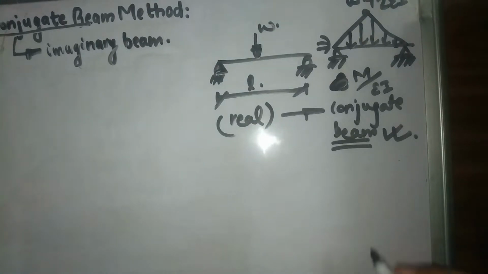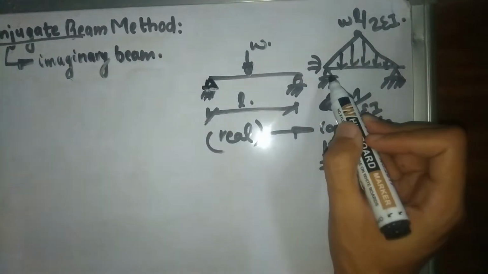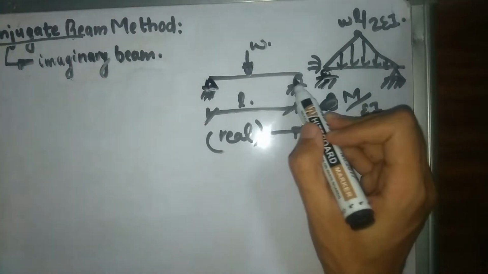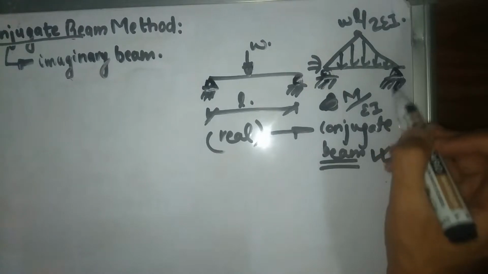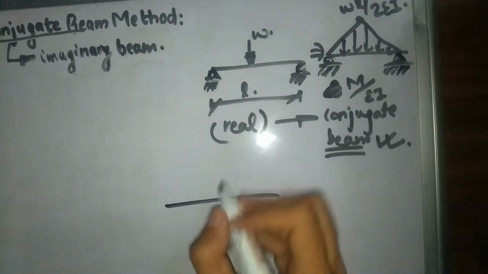So as I explained before in my rule 2, firstly we replaced our hinge support by roller support, and roller support by hinge support, and then we draw our bending moment diagram. So let me explain more on the bending moment diagram.